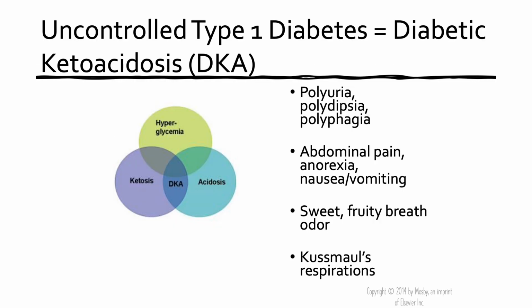All right, uncontrolled type 1 diabetes, diabetic ketoacidosis. This is what brings type 1 diabetics into the hospital typically. You see the 3 P's: polyuria, polydipsia, and polyphagia. They're making a lot of urine, they're drinking a lot of fluid to make up for all of that, and they're really hungry. They're hungry even as they're losing weight.